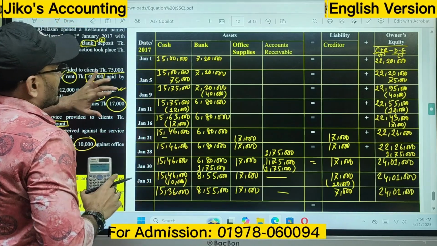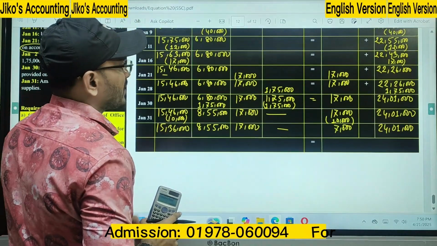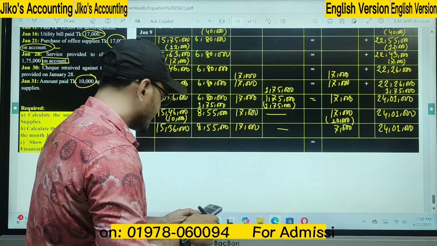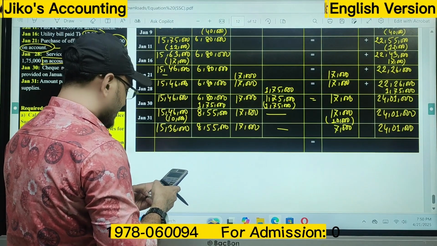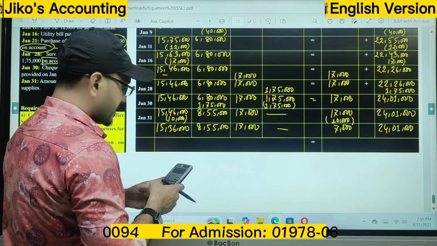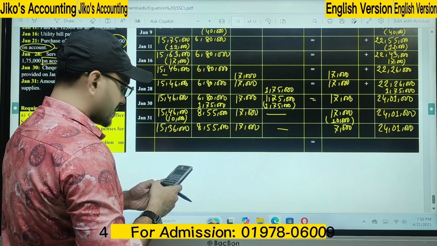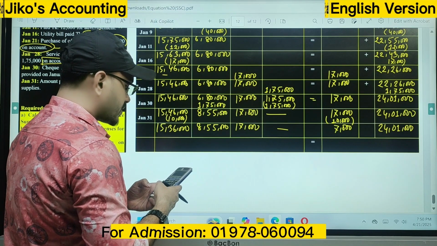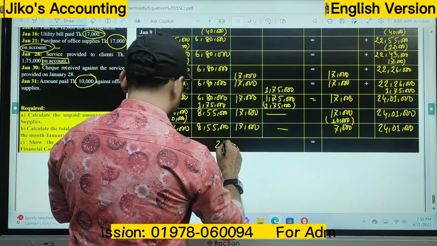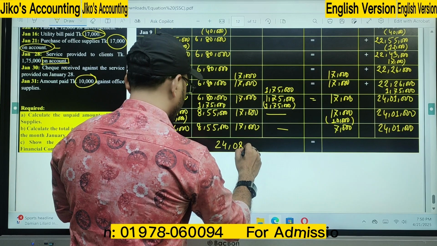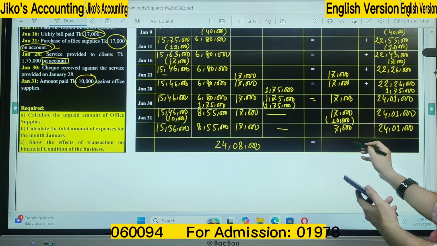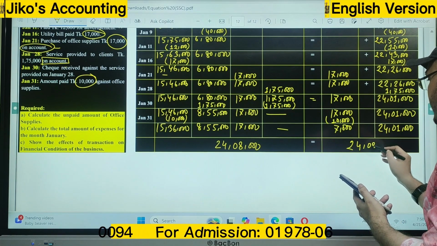Now we have to prove that A equals L plus OE. How? First of all, we have to add all of this. 15 lakh 36,000 taka plus 8 lakh 55,000 taka plus 17,000 taka. What is our total amount here? You can see 24 lakh 8,000 taka. So 24 lakh 1,000 plus 7,000. That means 24 lakh 8,000 taka.